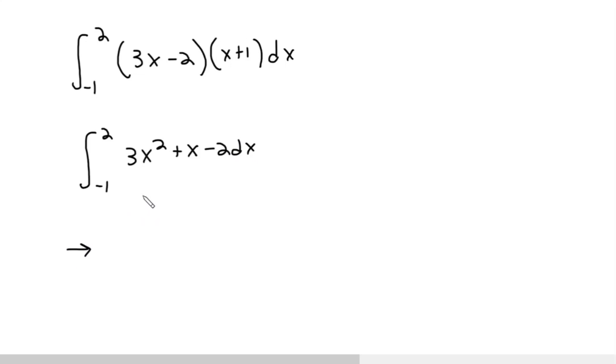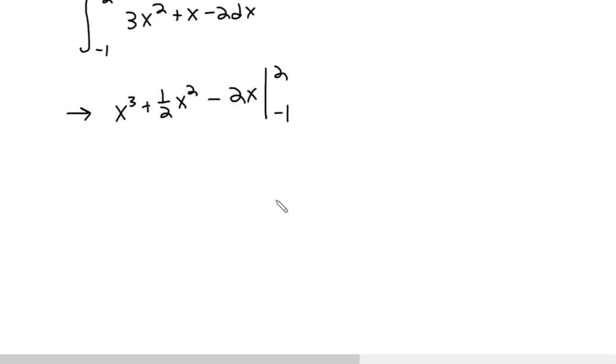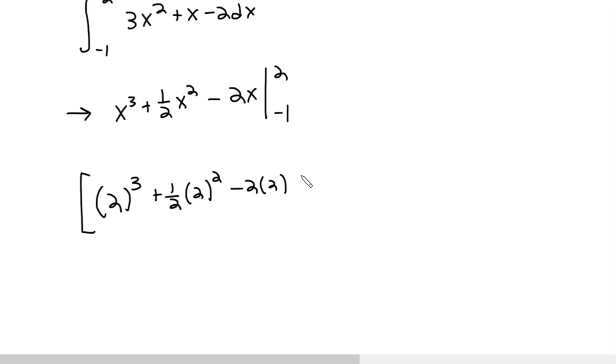So now I'm just going to take the integral of this. Remember, you add 1 to the exponent, that becomes 3, and you divide by it. It's going to be x cubed plus 1/2 x squared minus 2x, and then you draw the bar from -1 to 2. Now you first plug in your upper limit of integration. So I get 2 cubed plus 1/2 times 2 squared minus 2 times 2.